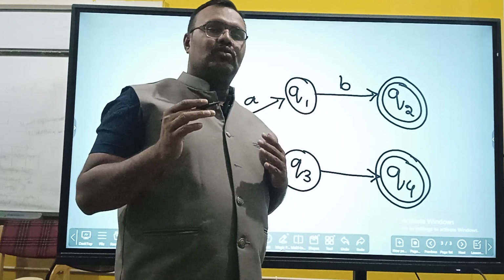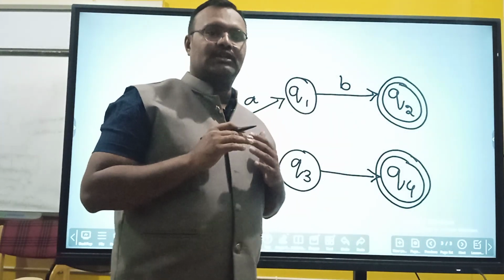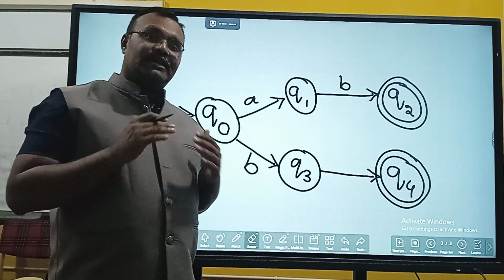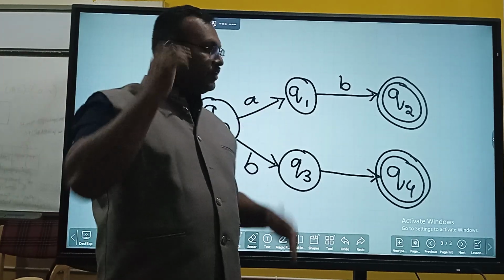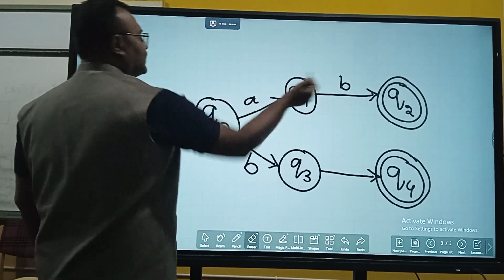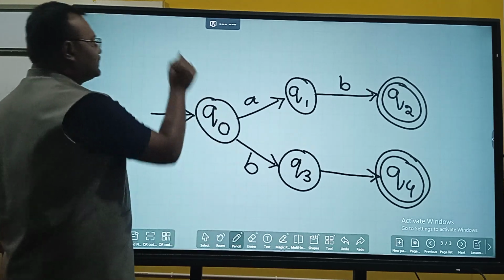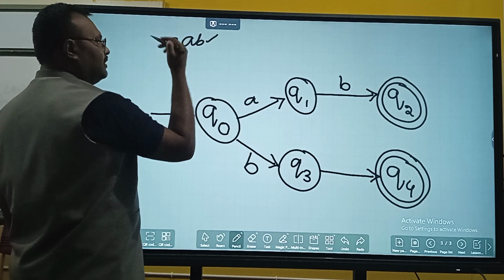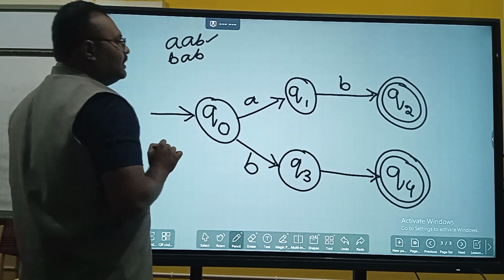Now let us try to check whether the DFA that I have constructed is accepting the other strings as well with the length 2, 3, 4, etc. So for that, first let us take an example of a string AAB. It should be accepted. BAB. It should be accepted. Correct?